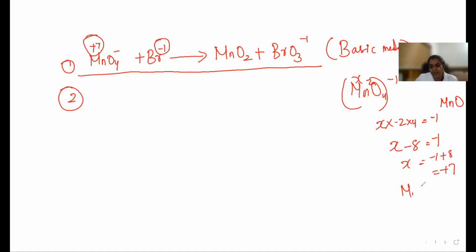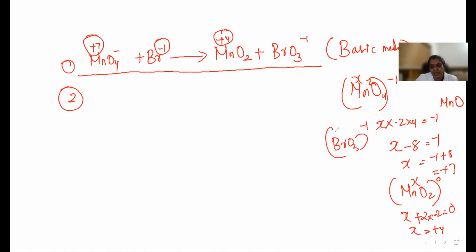MnO2. x plus 2 into minus 2 equals 0 because it is neutral. So x is equal to plus 4. So plus 4 is the oxidation number here. And BrO3 minus 1: x plus 3 into minus 2 is equal to minus 1. x minus 6 is equal to minus 1. x is equal to plus 5. So this is assigning the oxidation number.